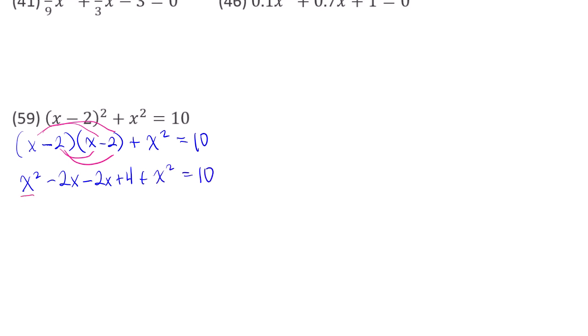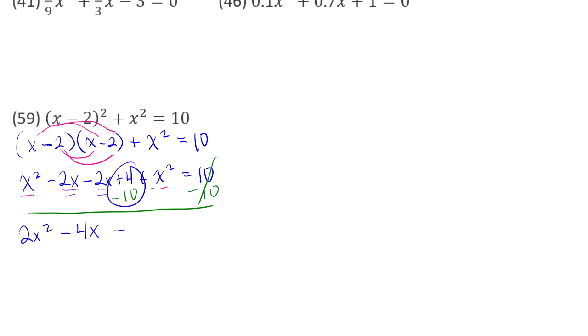All right, so now we can combine like terms. We have the x squareds that we can combine together. We have the negative 2x's that we can combine together. And while I'm at it, I can just subtract 10 from both sides right there with the 4. So we can do all that at once, so we don't have to rewrite everything all over again. So x squared plus x squared is 2x squared. And then we have negative 2x minus 2x, which is negative 4x. And then we have 4 minus 10, which is negative 6. And then we have equals 0, which is what we want.